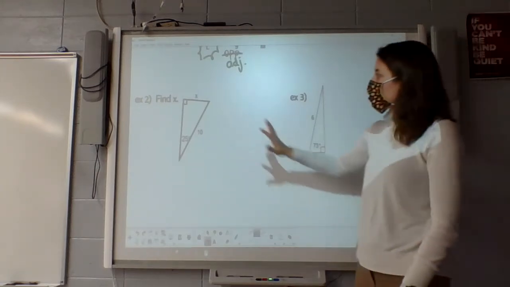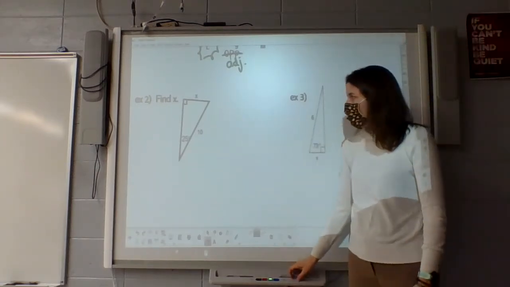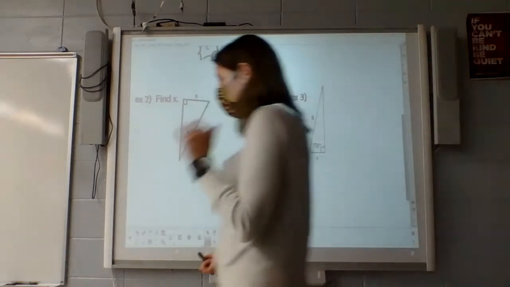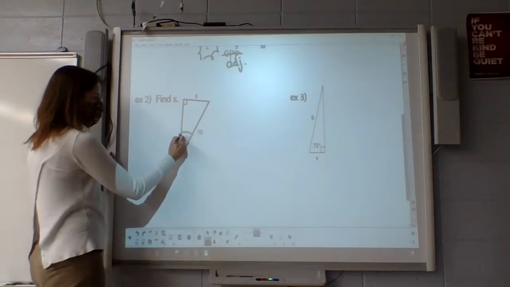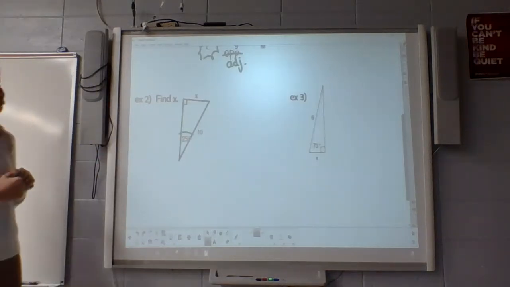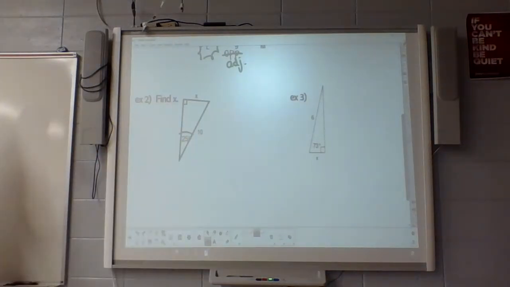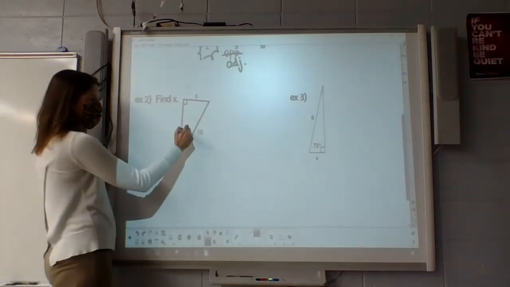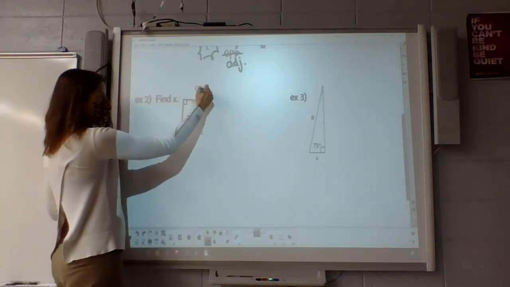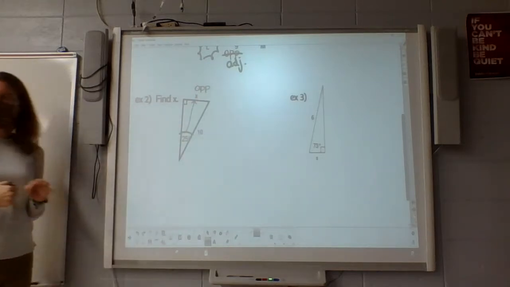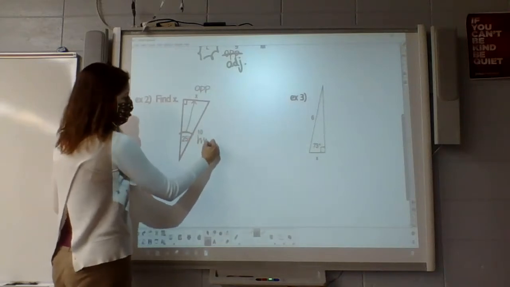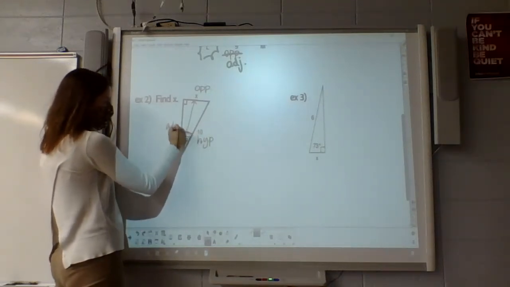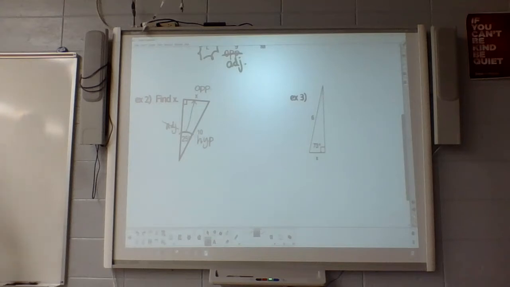So, for example 2, they want us to find x, obviously. So I'm going to label everything based off the angle I know. So here's my 25-degree angle. Where's my opposite side? That's my x. What's the hypotenuse? 10. And then the other side is my adjacent, but they don't really ask me anything about that, so I don't really need the adjacent. It's not necessary in this case.